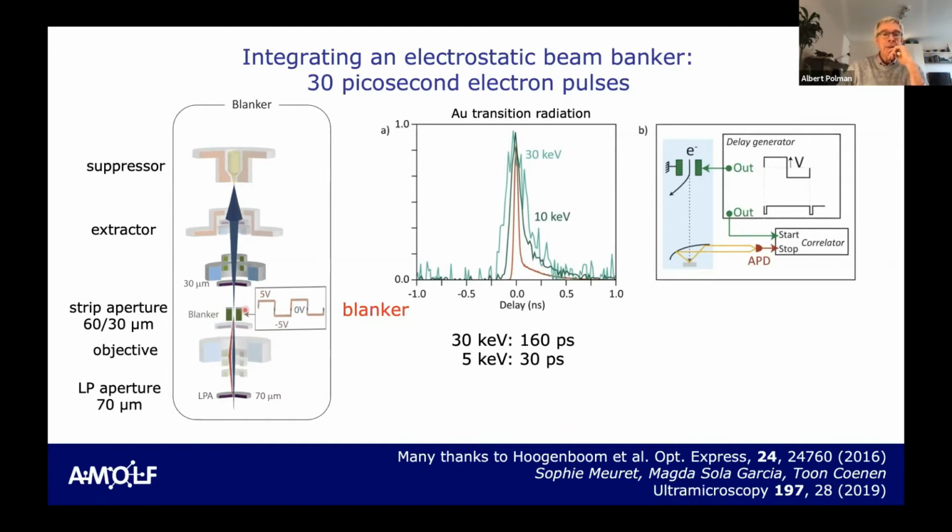That means we scan the electron beam here, and here's a very small aperture that we added, the low pressure aperture here, 70 micron. And the beam basically scans over this aperture.